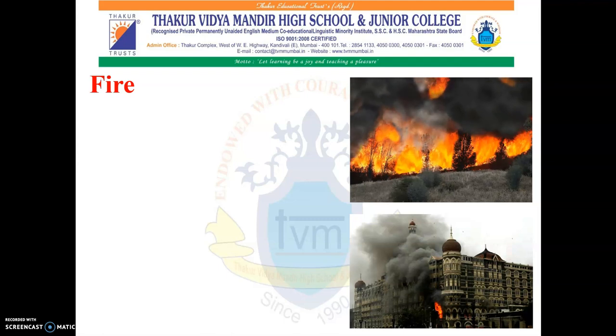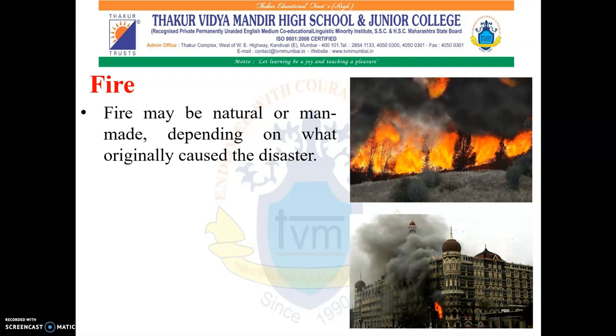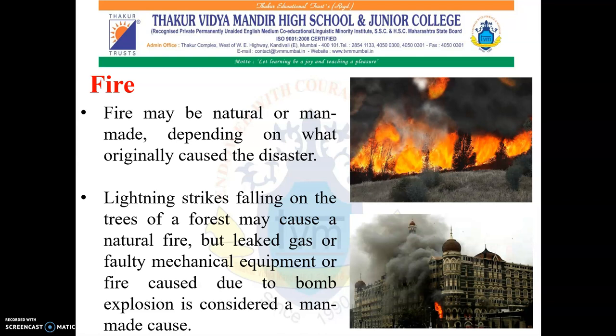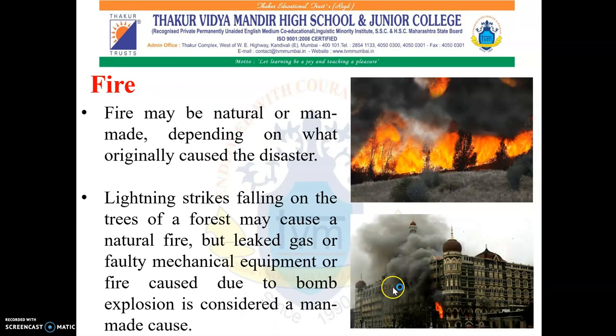Picture shows two incidents of fire. Fire may be natural or man-made, depending on what originally caused the disaster. Lightning strikes falling on the trees of a forest may cause a natural fire, as you can see over here in the first picture. But leaked gas or faulty mechanical equipment or fire caused due to bomb explosion is considered a man-made cause. The second picture shows the case of fire that is caused due to the bomb explosion.